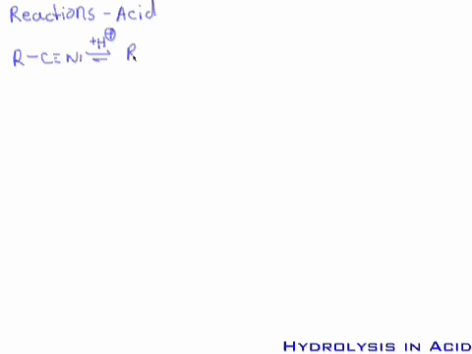Let's take a look at the same hydrolysis reaction, but this time in acid. Okay. And so we're going to have RC triple bond N. And obviously the first thing we can do is protonate the lone pair. Now I did indicate that it's not very basic, but under acidic conditions there will be an equilibrium with the protonated version.